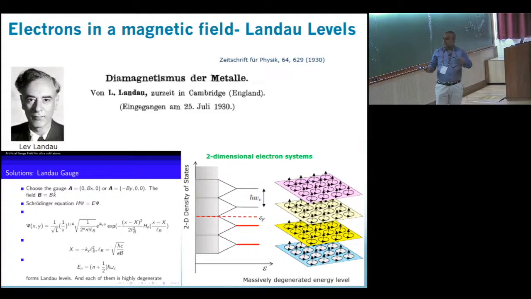And gradually, as time progressed, people started realizing that this profound discovery not only led to diamagnetism in materials, but also many other interesting phenomena, and the most important of them came almost 50 years later: the discovery of the quantum Hall effect.